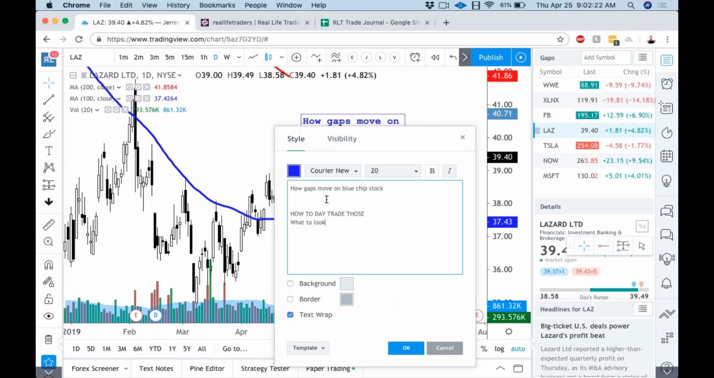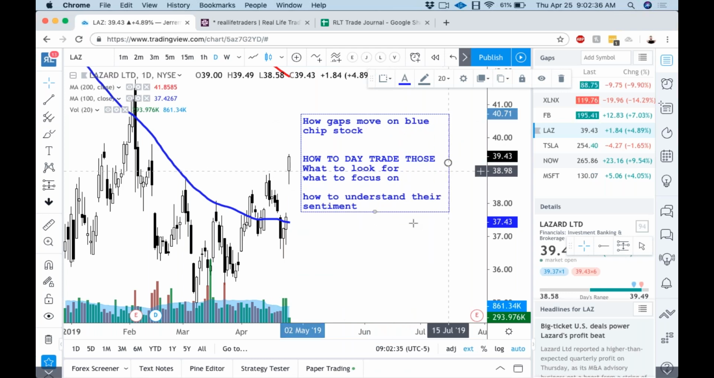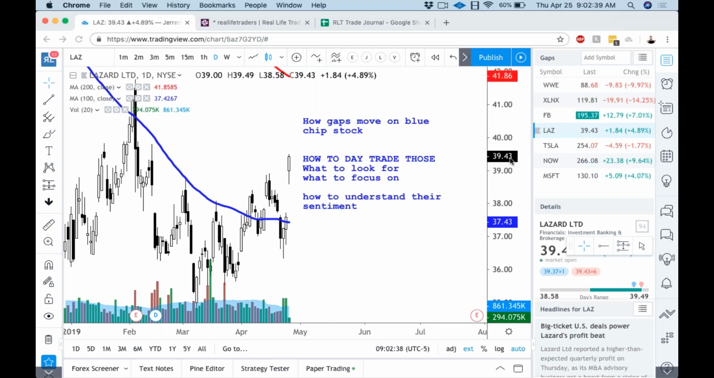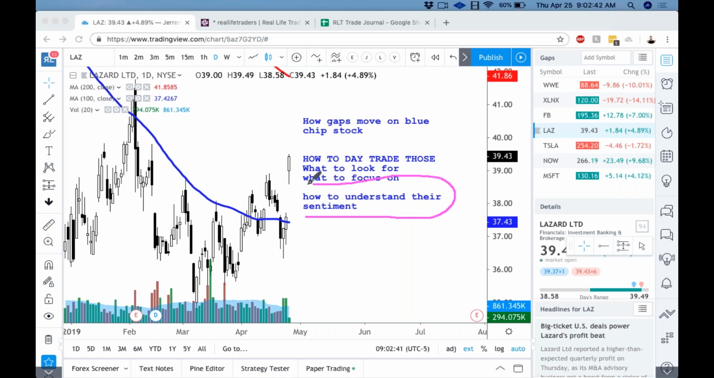What to look for, what to focus on, and how to understand their sentiment. Because realistically, if we can get an idea of the sentiment of a gap, that is what we are working on focusing on. How to understand the sentiment of a gap, what the gap actually means. If we can nail that down and understand that aspect, that approach of the stock market, that approach of day trading, we can truly have a wonderful understanding of what a stock will likely do.